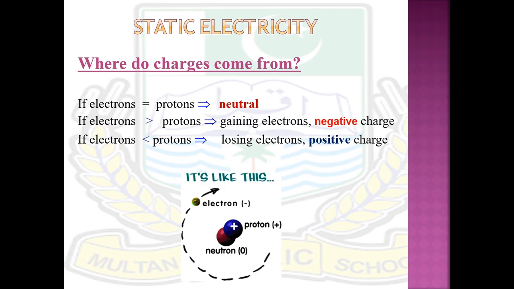Now, where do charges come from? For that, we should know that if the number of electrons is equal to the number of protons, then the result will be neutral. If the number of electrons is greater than the number of protons, then there is a gain of electrons and you will have a negative charge. And if the electrons are less in number than protons, then you will lose electrons. That means you will have a positive charge.